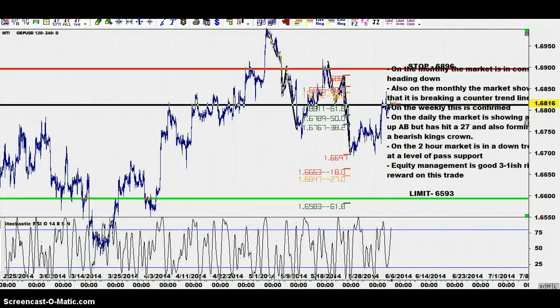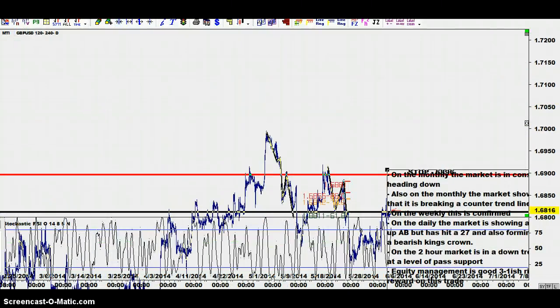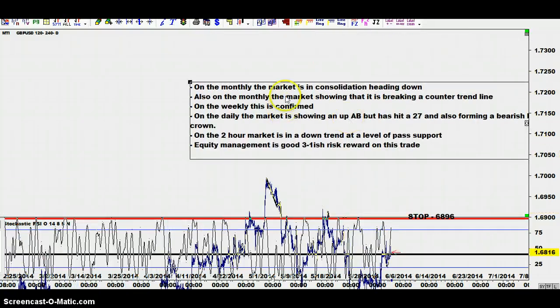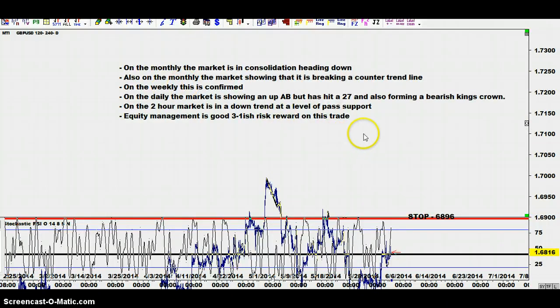Let's put it up here so you can see. So the reasons I've gotten in on this trade. Yes, so on the monthly, the market is in consolidation heading down, and also on the monthly, the market is showing that it's breaking a counter trend line. The weekly confirms that the market is breaking a counter trend line and it's in consolidation. And we validated where the market has consistently hit an area of resistance on that pair.